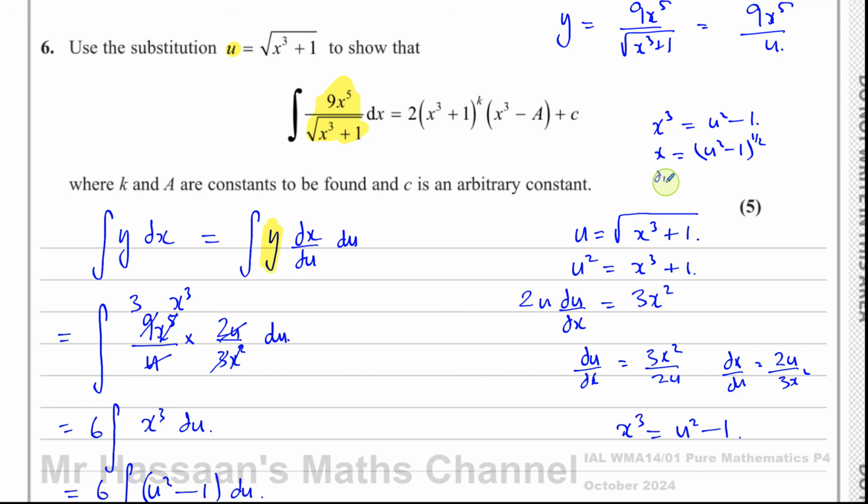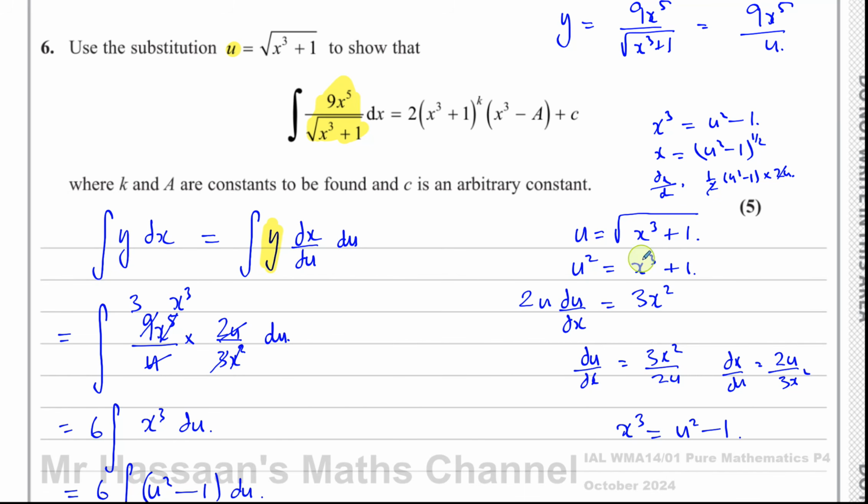And then when I find dx du, it's going to be a half times u squared minus 1 times 2u. They cancel out. You have u times u squared minus 1. And that will be your dx du. Okay. And you'll end up getting the same thing in the end, actually. So whichever way you prefer, it will work. It really doesn't matter.